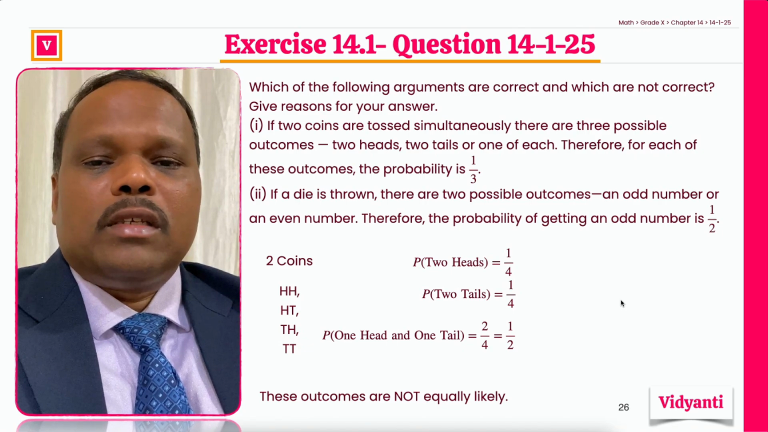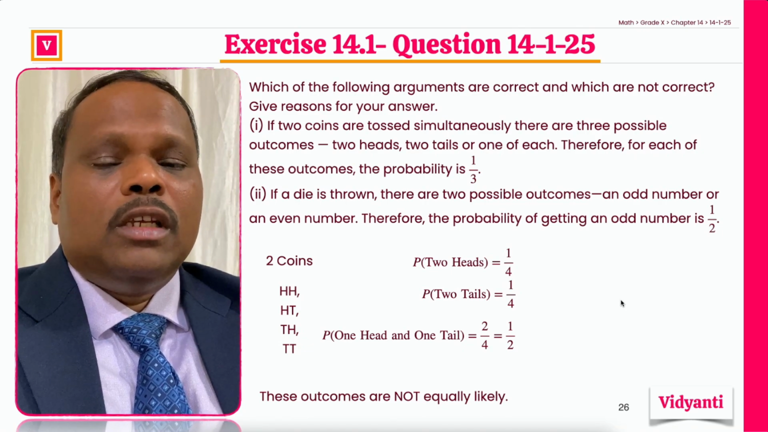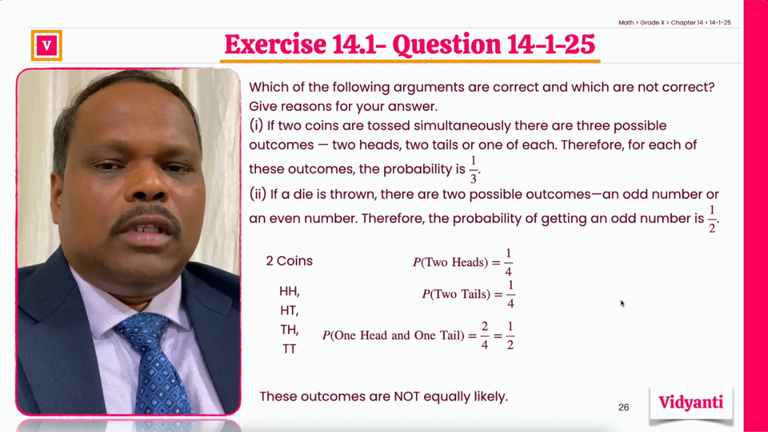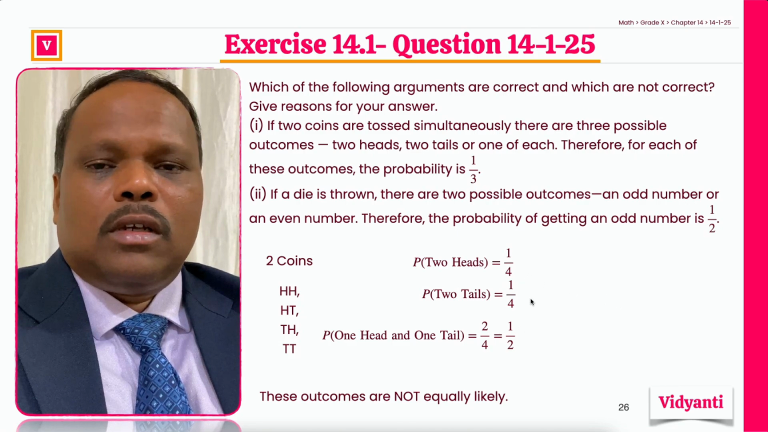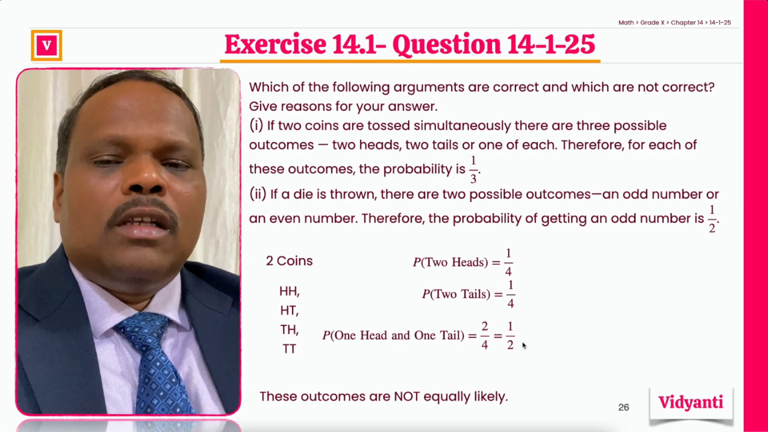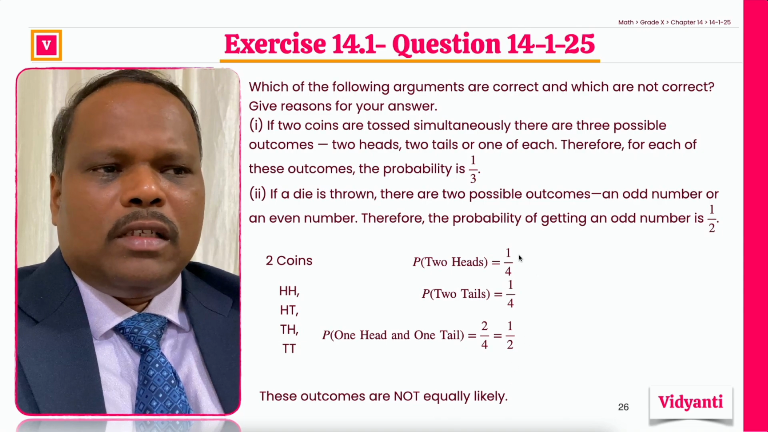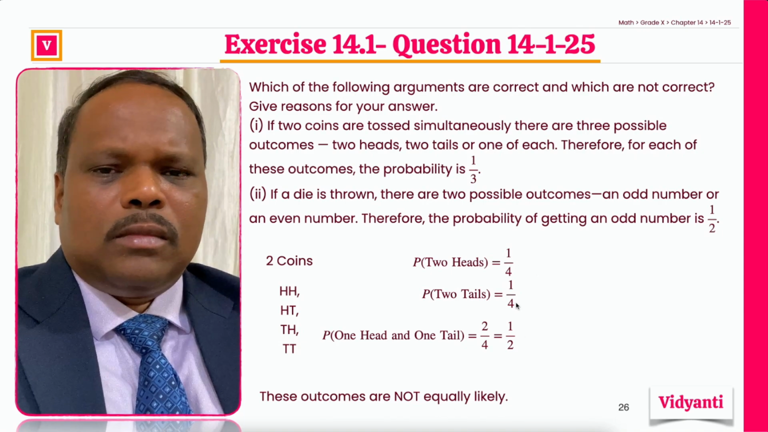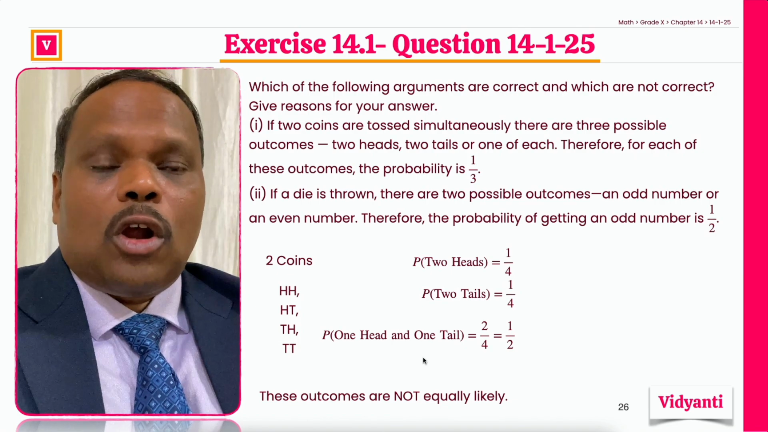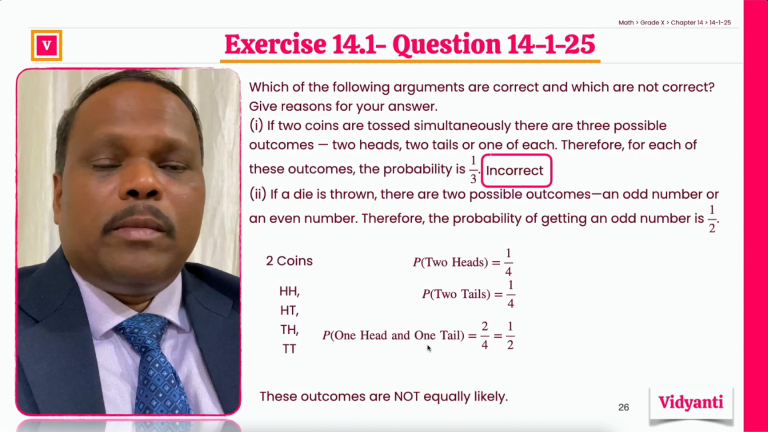Equally likely means the probabilities come out to be equal. So in that case, if all three ratios are equal, then we can say equally likely. Since these numbers are not equal, we cannot say they are equally likely. So this statement is incorrect.